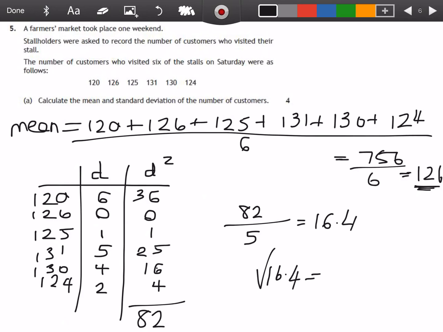Take the square root of that number and it gives me about 4.049. Just double check, does it mention anything about rounding? I don't think it did say, so I'll leave it as 4. Okay, but it doesn't mention anything.